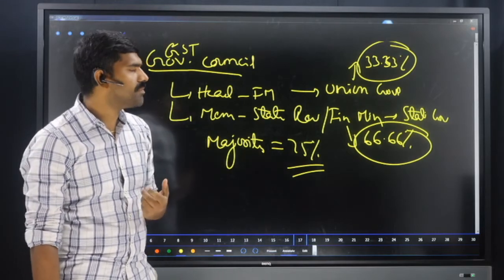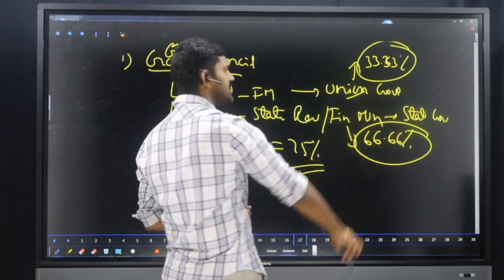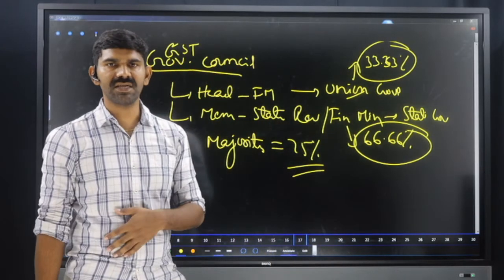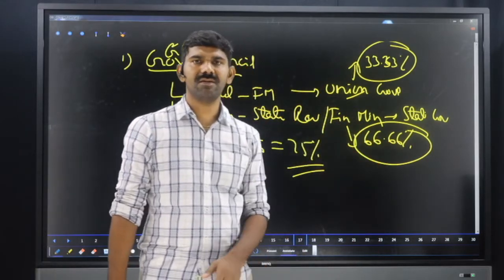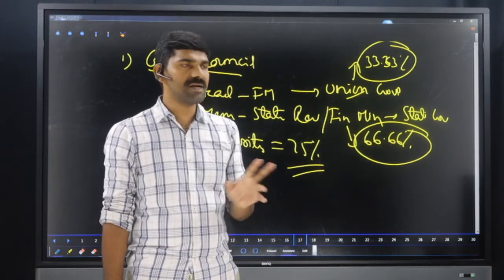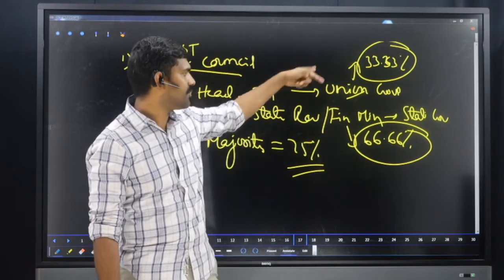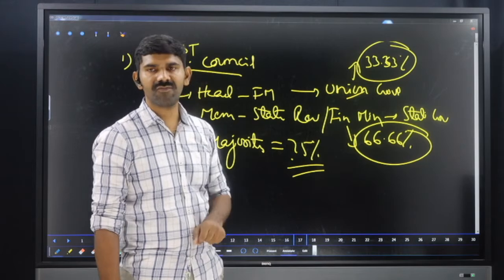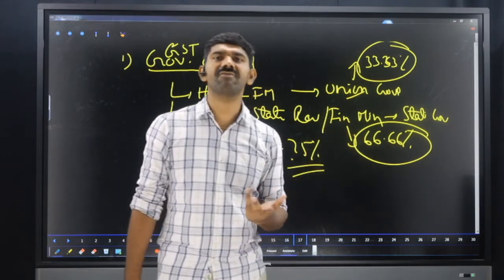For example, you might tell me that the union government will give 33.33%. In the states also, there are some BJP ruled states, they also will vote in favor. But more than 50% will not be there. If you want to get a majority, after 33.33 you need another 41, 42 percentage. Getting 42 out of 66 is a very, very difficult aspect.